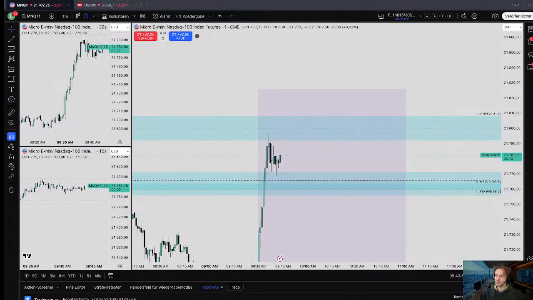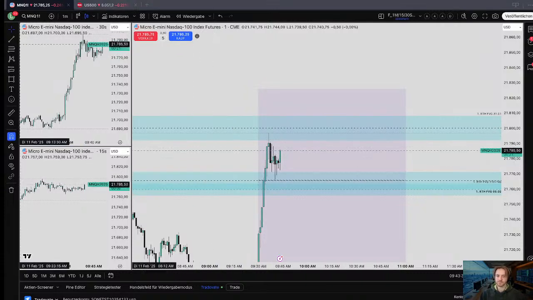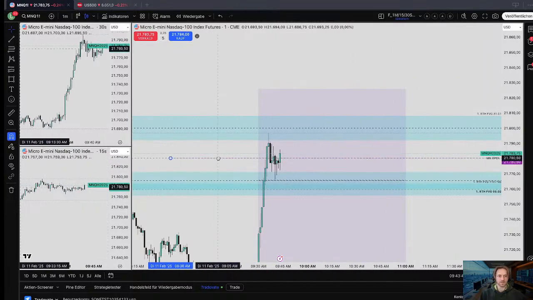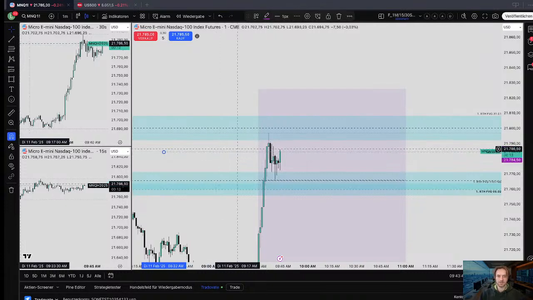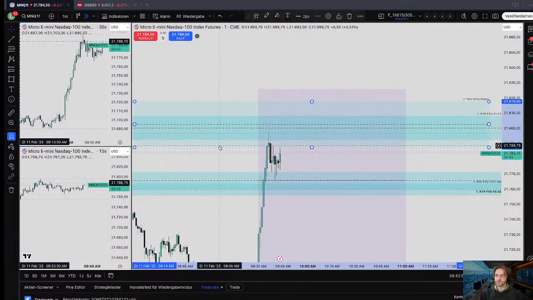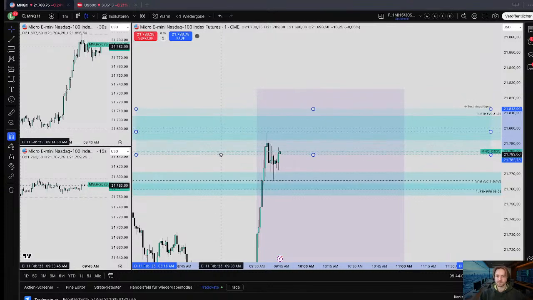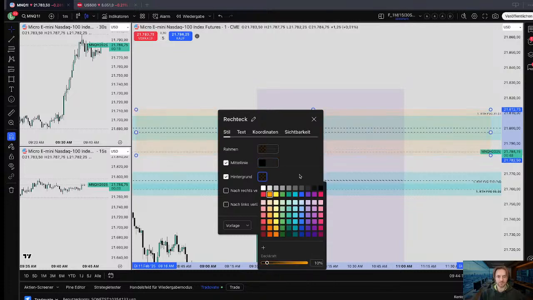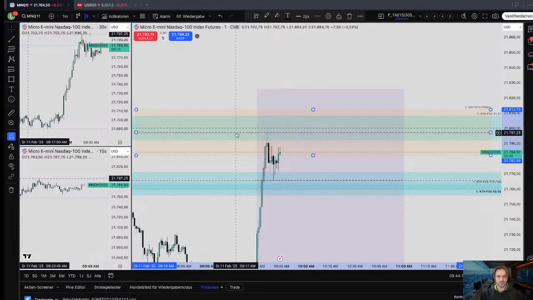We got also our, don't forget the other levels, but here we got the midnight open as well. And we got also our 15-minute, let's make this in another color. We got also here our 15-minute fair value gap, which we have to keep in mind.